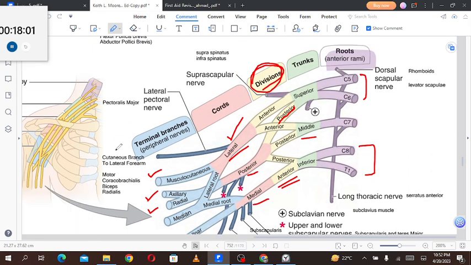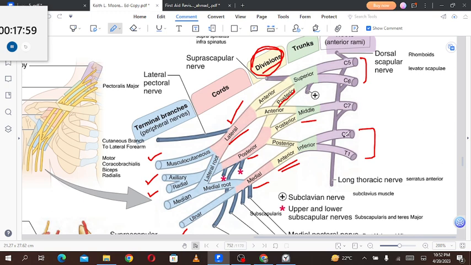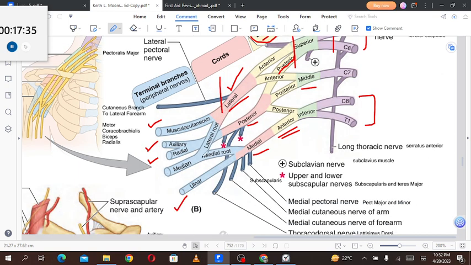This is the basic roadmap, and now we have further subdivisions and a lot of nerves which will be originating either from the cords or from the trunks. There is no nerve that is originating from the divisions. Some nerves originate from the cords, and then we have the terminal branches. So we'll see the branches coming out of the roots, then those coming out of the trunks, then those coming out of the cords, and we have already seen the terminal branches. So starting from the roots.